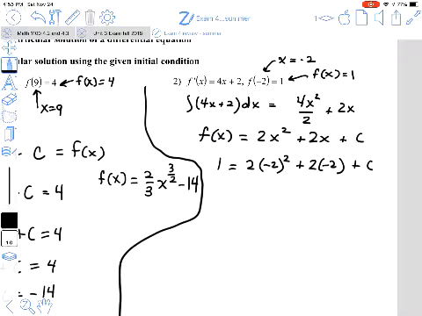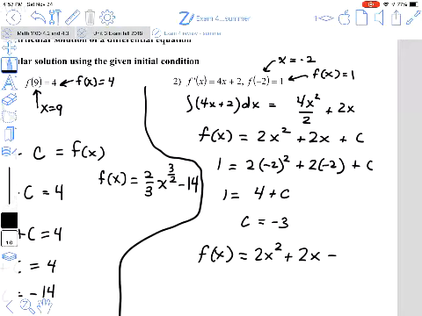So we can make the substitutions. -2 squared is 4, 4 times 2 is 8, and then 8 minus 4 is 4, so we have 4 plus c. So c equals -3. So the particular solution is 2x squared plus 2x minus 3.